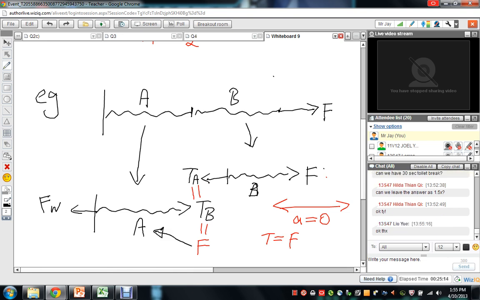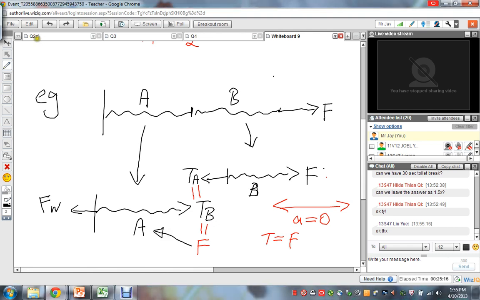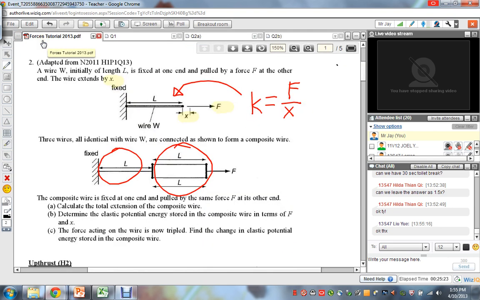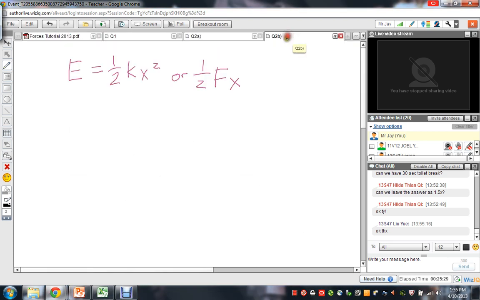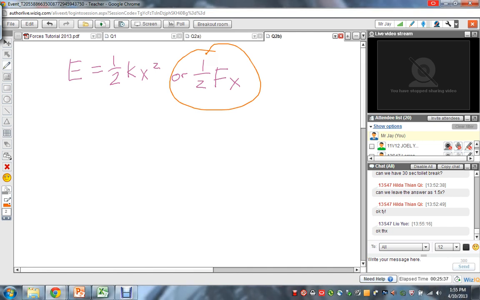Did that answer the question? Okay. Good. If that's alright, we can proceed with part B. Let's see what they want for part B. Part B, they want us to determine the EPE stored in the composite wire in terms of F and x. So in terms of F and x, we choose this one: E equals half Fx.